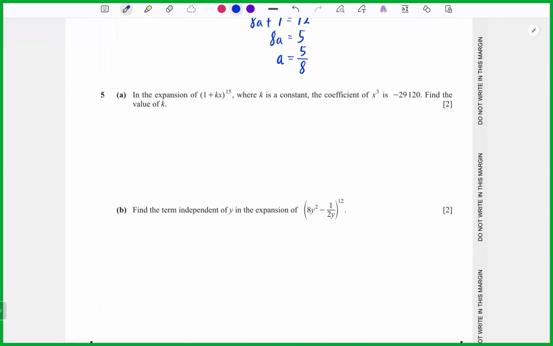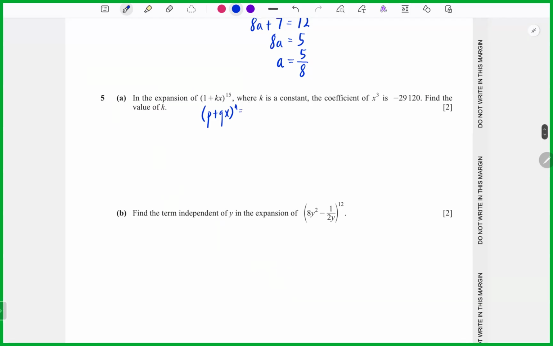The formula is nCr times a to the power n minus r times b to the power r. Please memorize this formula. So let's try.